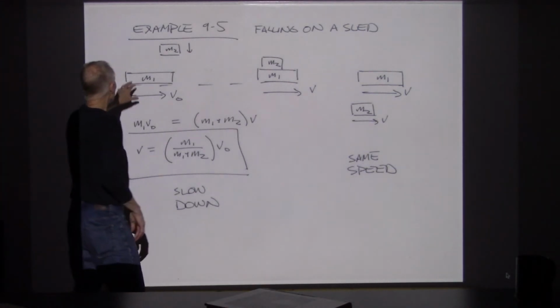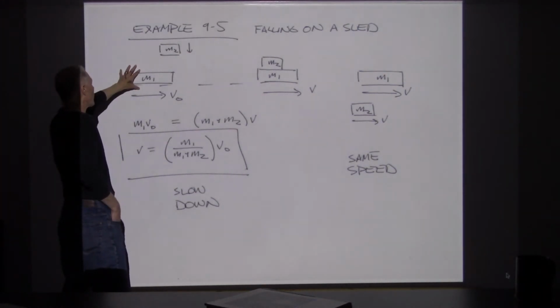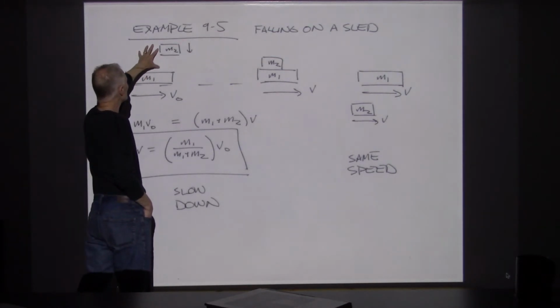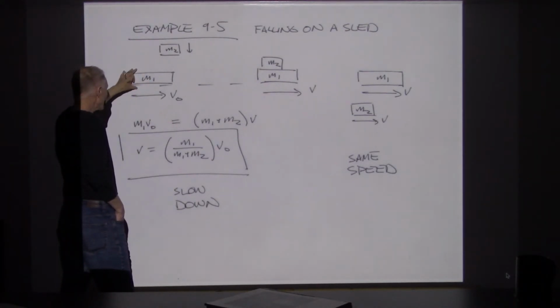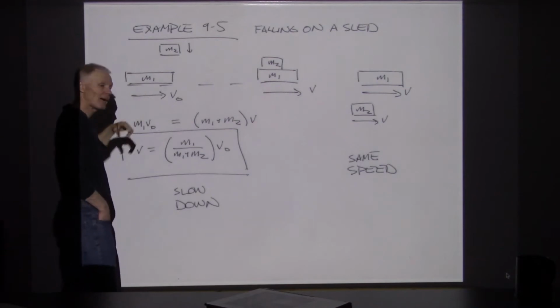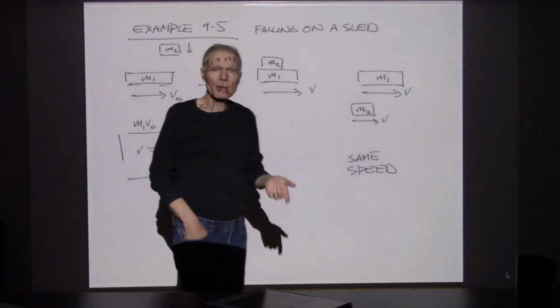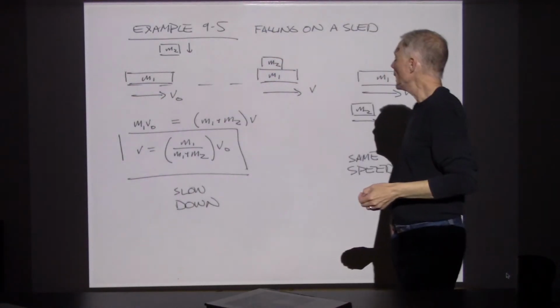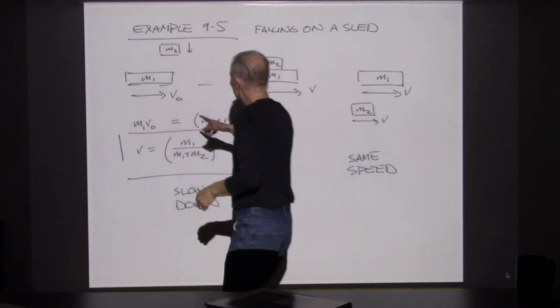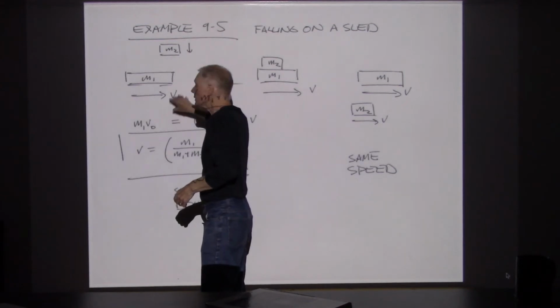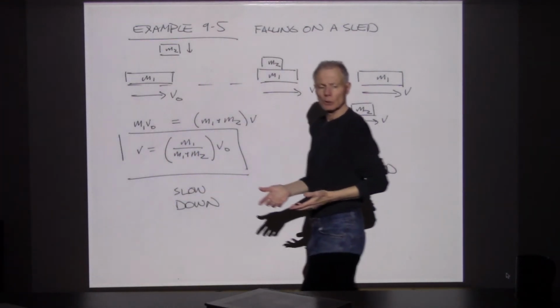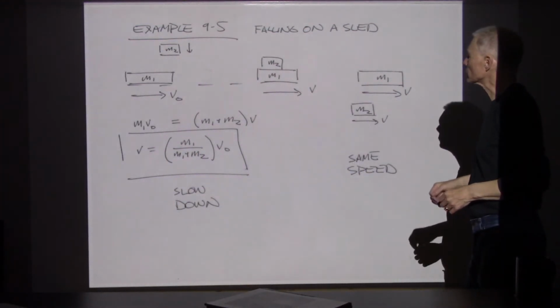So again, here's the sled. We'll call that M1. And here is the person dropping. We'll call her M2. What's happening here is the sled has a mass M1 and a speed V naught. And so it's got a momentum of M1 times V naught. Well, that's the momentum in the x direction.